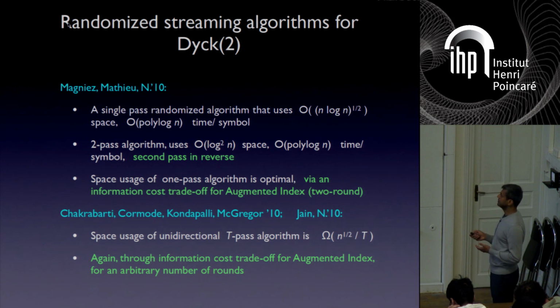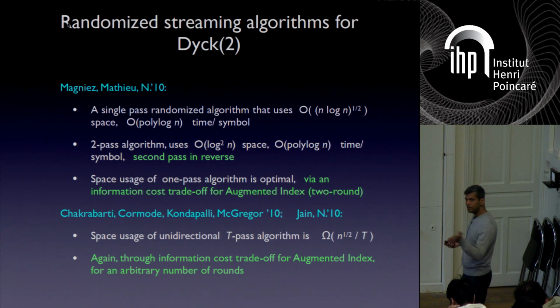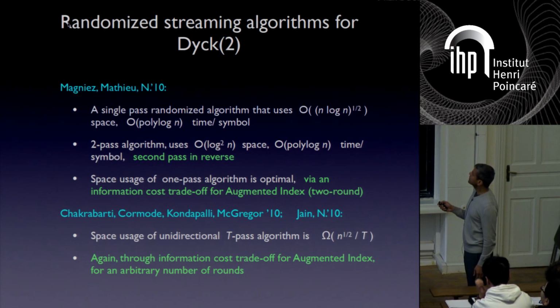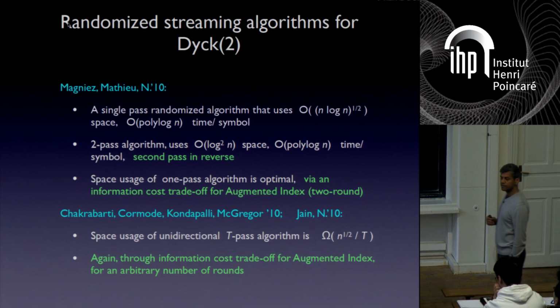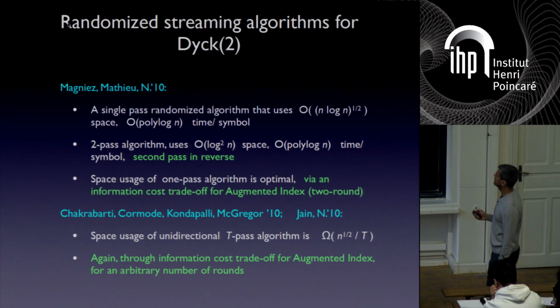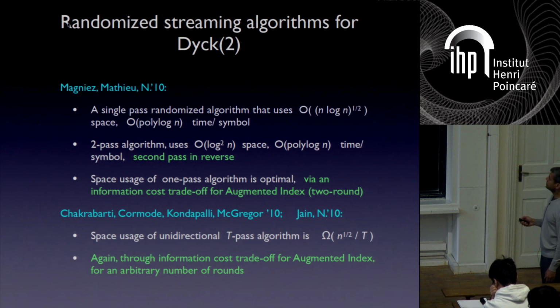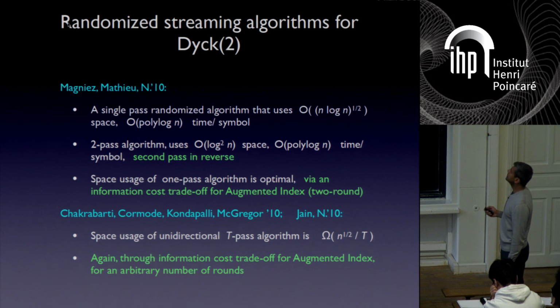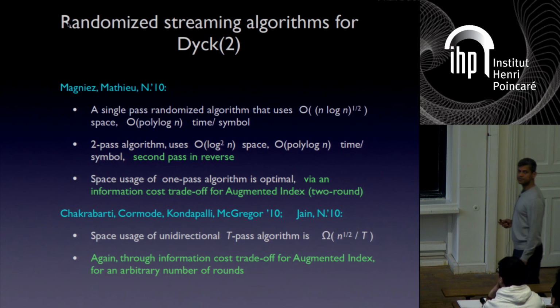Now, a natural question is, if you allowed yourself more passes of the input, could you then again recover this logarithmic space algorithm? And two sets of authors, including me with Rahul Jain, showed that regardless of how many passes you allowed the algorithm, as long as they were all in the same direction, you needed essentially square root n space. The savings you could get would only be in the number of passes you allowed.